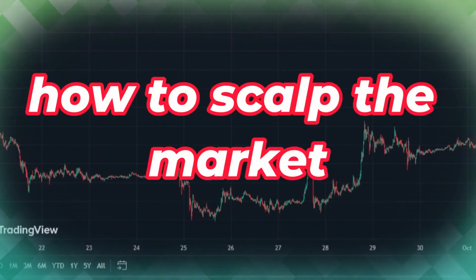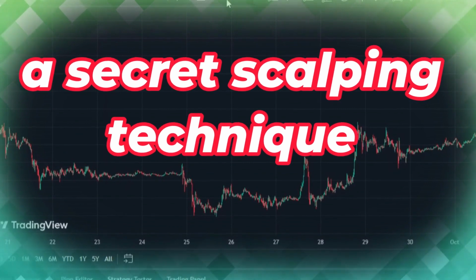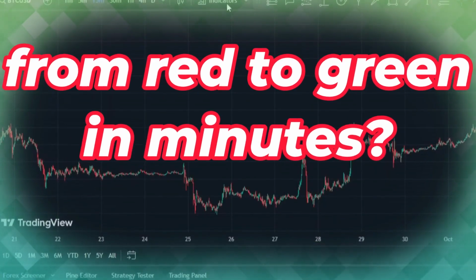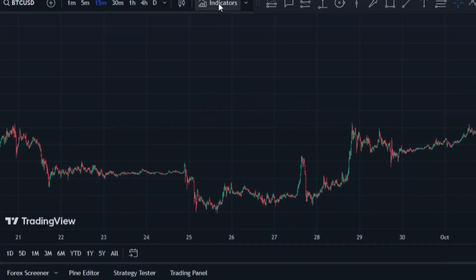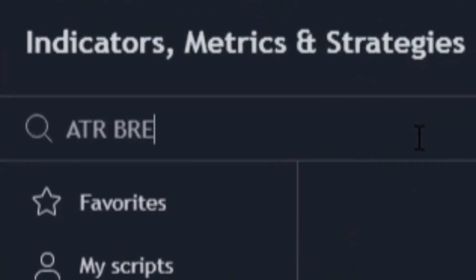Do you want to know how to scalp the market like a pro? Do you want to discover a secret scalping technique that can turn your trading account from red to green in minutes? Let's spice up your charts with the ATR Breakouts Indicator from the TradingView website.